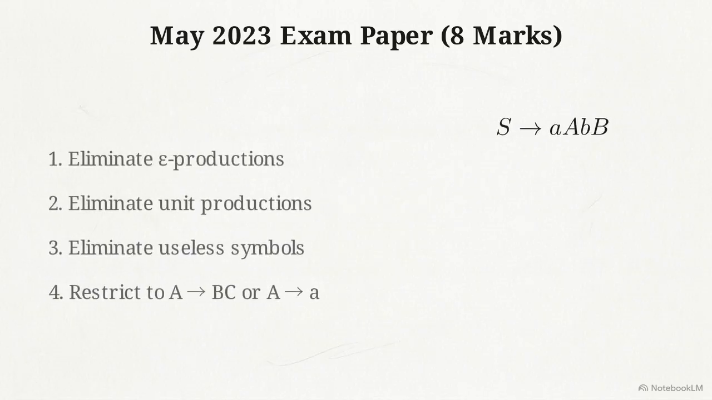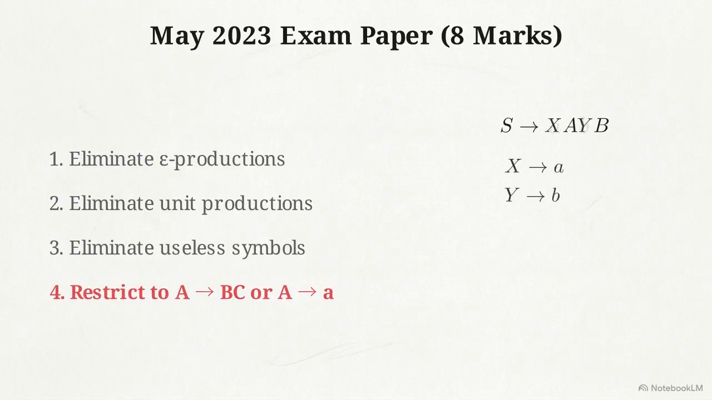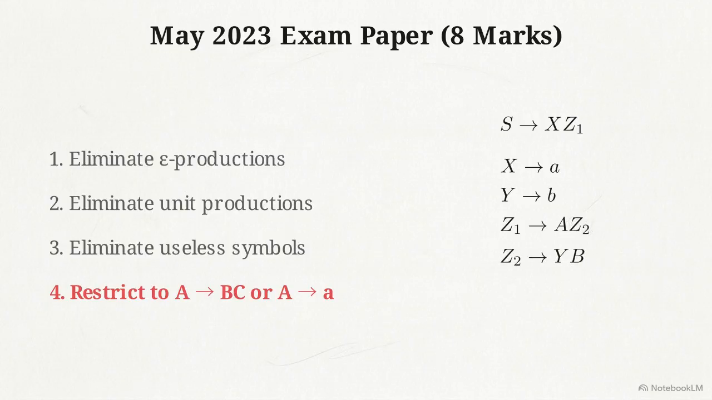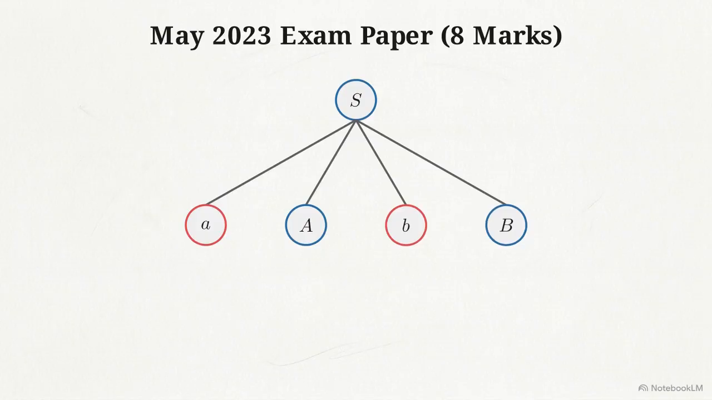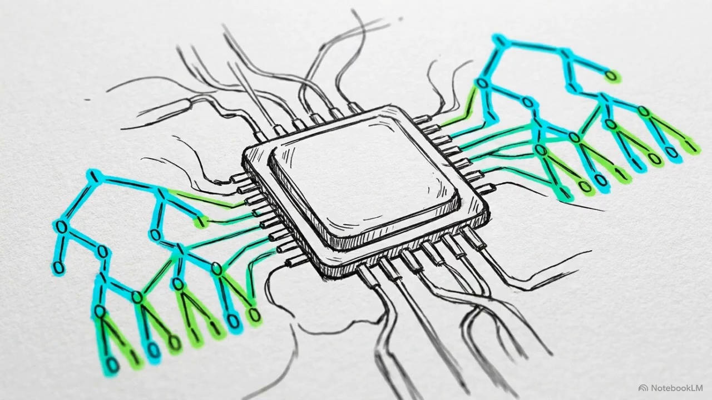Take this exact 8-mark question from the May 2023 paper. We have the starting production S yields AABB. By applying our steps sequentially, we mathematically replace the variables until every rule produces exactly 2 variables or exactly 1 terminal. This forces the language's derivation tree to snap into perfectly straight binary branches, with every parent having exactly 2 children. This uniform 2-child node structure allows modern compilers and parsers to process source code with absolute mathematical predictability.